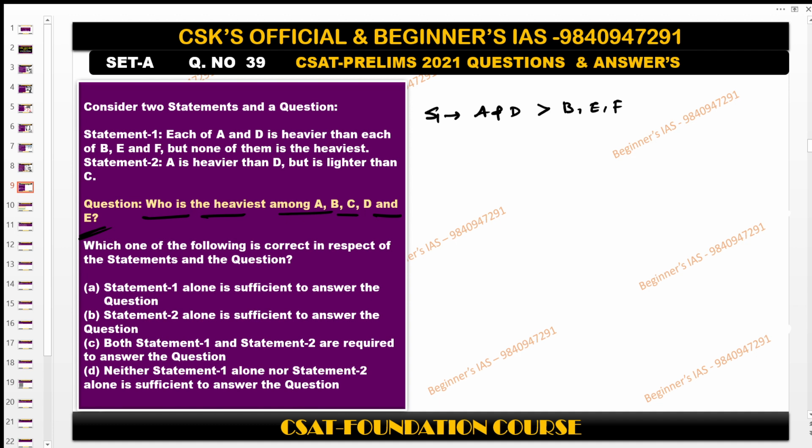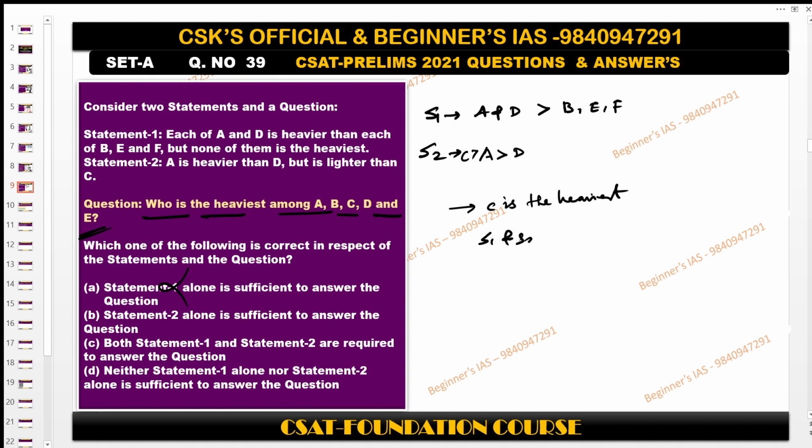Here A, B, C, D, E are there, C also there. No information regarding C. Therefore, statement number 1 alone not sufficient. Okay, so therefore you can eliminate A. Then with statement number 2, A is heavier than D but lighter than C. Therefore, C is greater than A. So when I combine these two, I can say that C is the heaviest, isn't it?